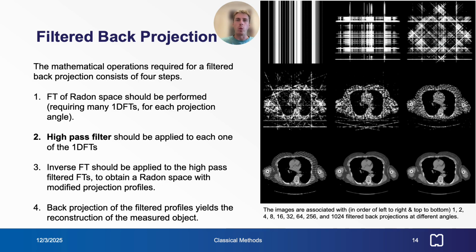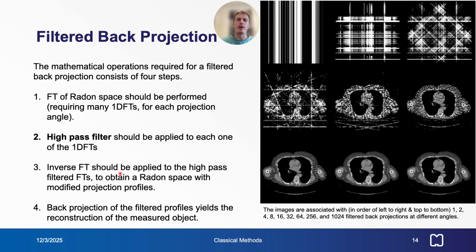So the improved way to reconstruct images is by using a technique known as filtered back projection, which consists of 4 steps. First, many 1D Fourier transforms are applied for each projection angle. Then, a high-pass filter is applied to each of these transformed projections, preferentially keeping the high-frequency components of the transformed projection. The next step is to apply the inverse Fourier transform to these filtered 1D Fourier transforms.